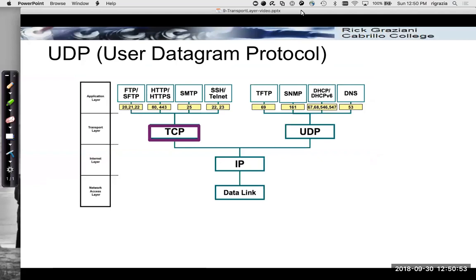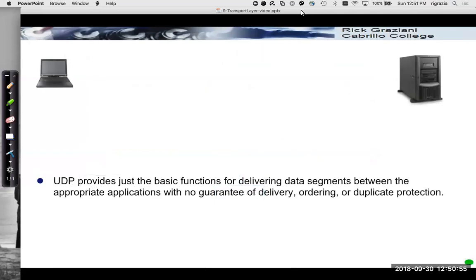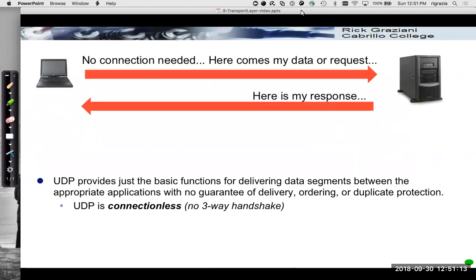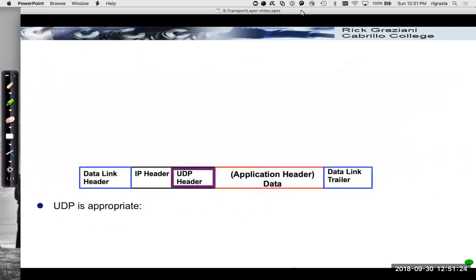Okay, UDP. Let's take a look at UDP. UDP just provides the basic functions for delivering data between the appropriate applications with no guarantee of delivery, ordering, or duplicate protection. So UDP is what we call connectionless. There's no three-way handshake. One end just sends data and the other side says, do I need to respond? If so, I'll send a response. It's known as a best effort delivery protocol.